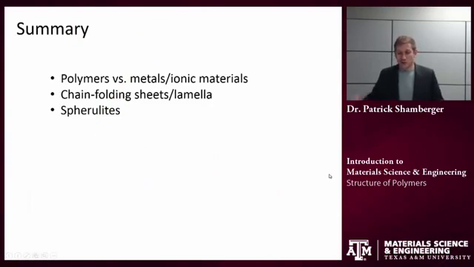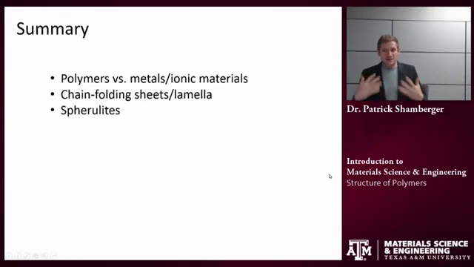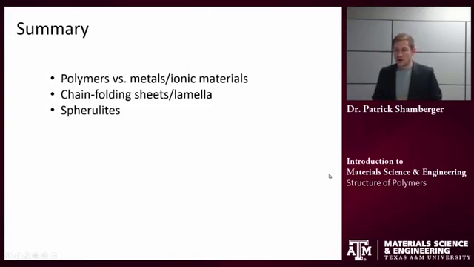Okay, finally, a summary. We talked about crystallinity in polymers, and how that's different from metals and ionic materials. We talked about this chain folding sheet model, what lamellae are, and finally, what spherulites are.